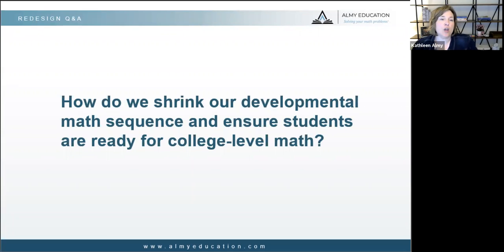Okay, how do we shrink our developmental math sequence and ensure students are ready for college level math? There are so many different ways to do this. Resources for tech math pathway. I want to address this question real quick. The state does have free resources for the tech math pathway. However, I have not been able to find teachers who are willing to test them and share their experience.